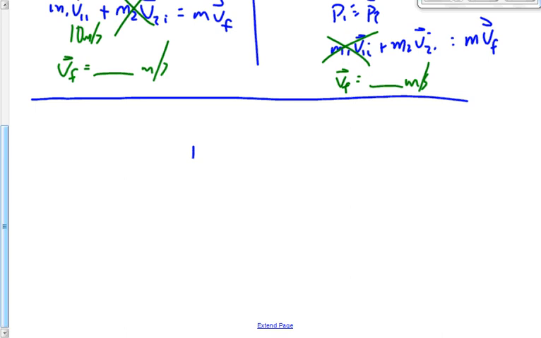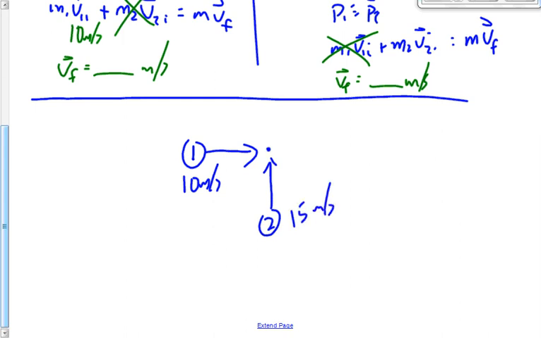What if we put object number 1 going to the right at 10 meters per second and object number 2 going upwards at 15 meters per second? They collide at this point right here. They stick together. They go off as one, somewhere up here. How do we know, by the way, it's going to go up here, the wreckage? How do we know it's going to go up and to the right?